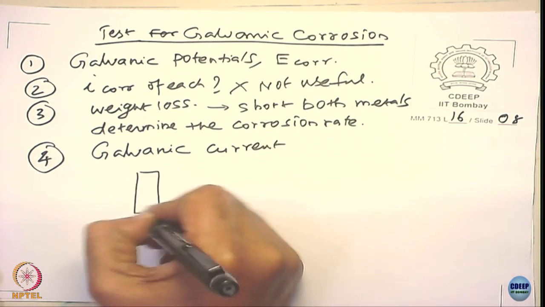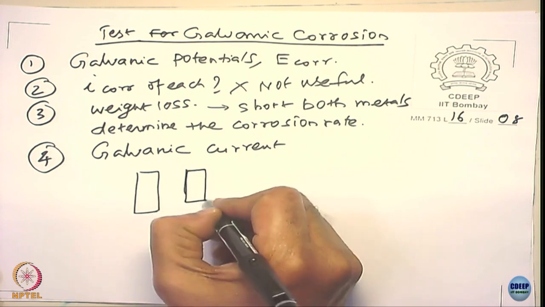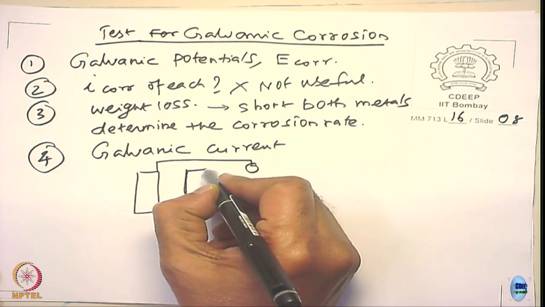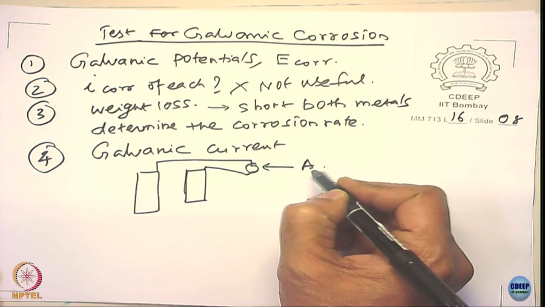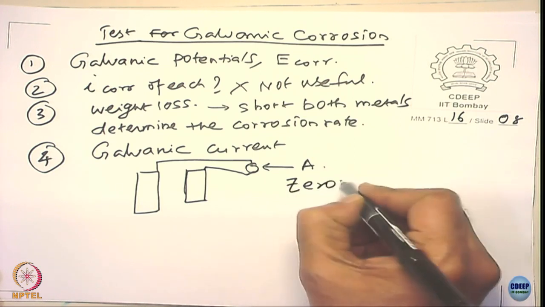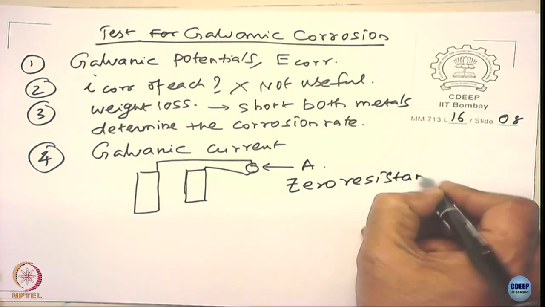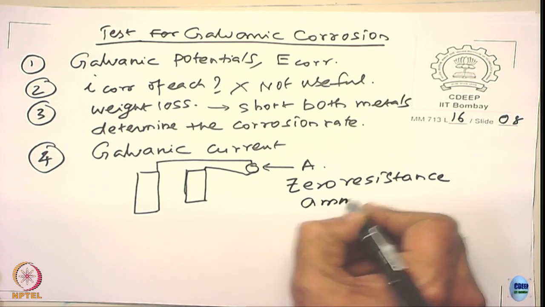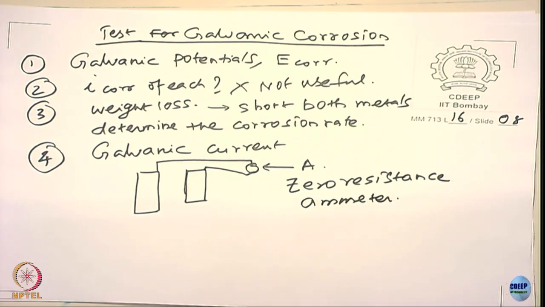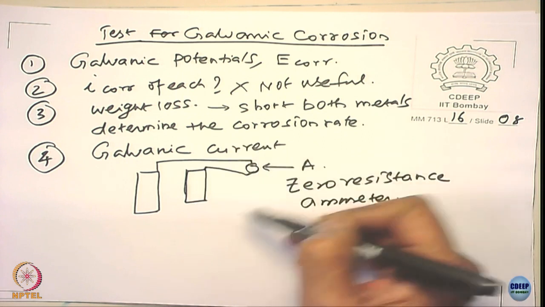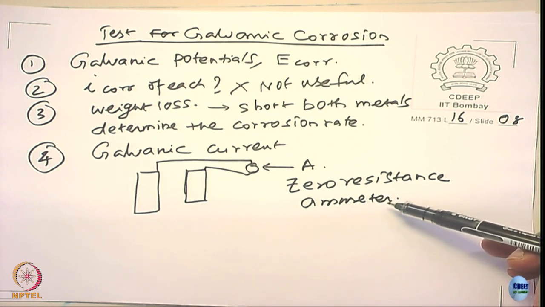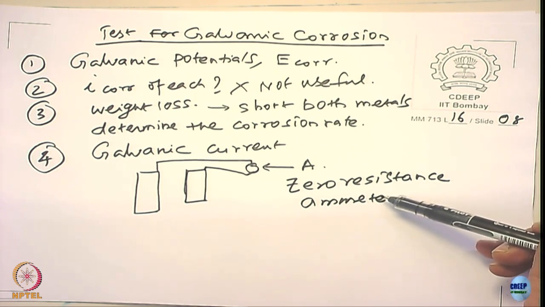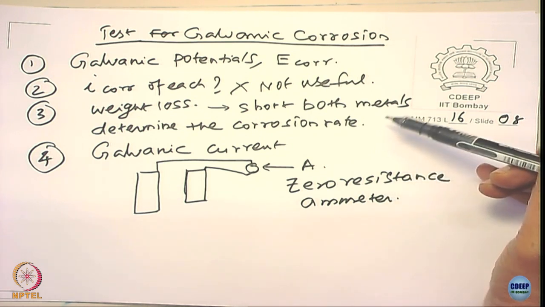Just have metal 1, metal 2. The only problem here is I should use a zero resistance ammeter. Otherwise what will happen? The ammeter itself will offer resistance, the current flow will be reduced, right. So, use a zero resistance ammeter, you can do that. Okay, so it's a quick method. It may not take as much time as in the case of weight loss.